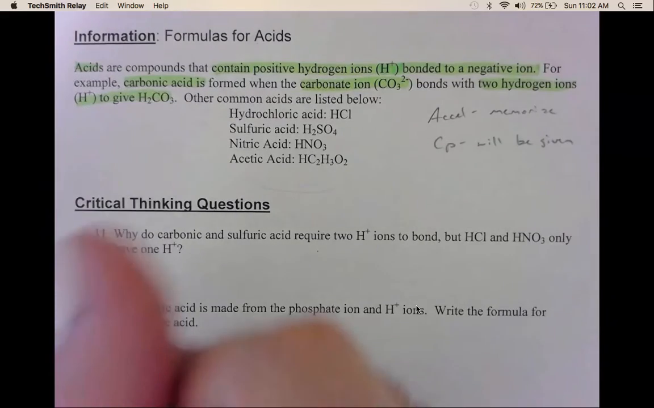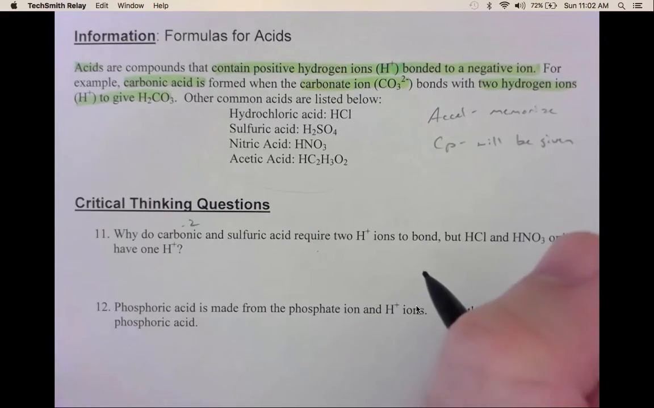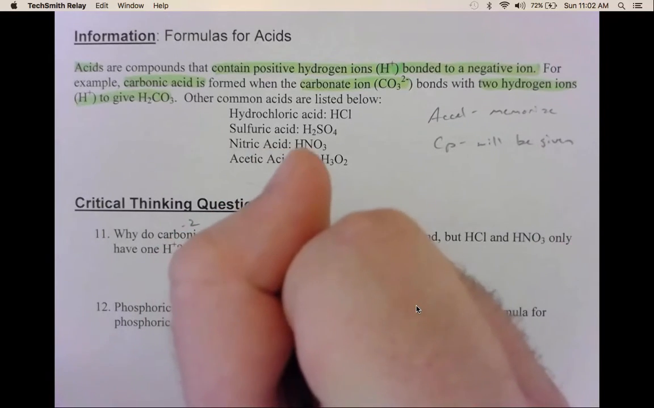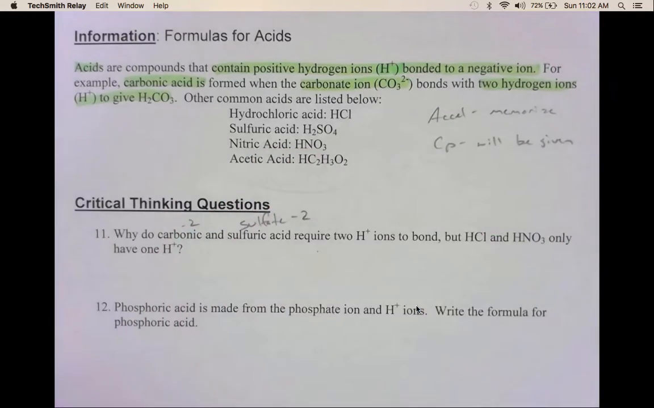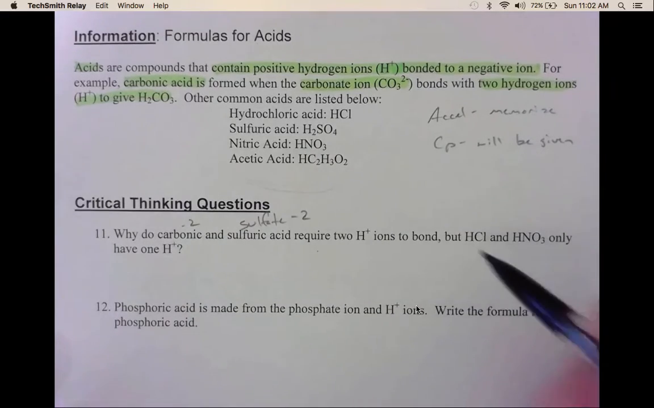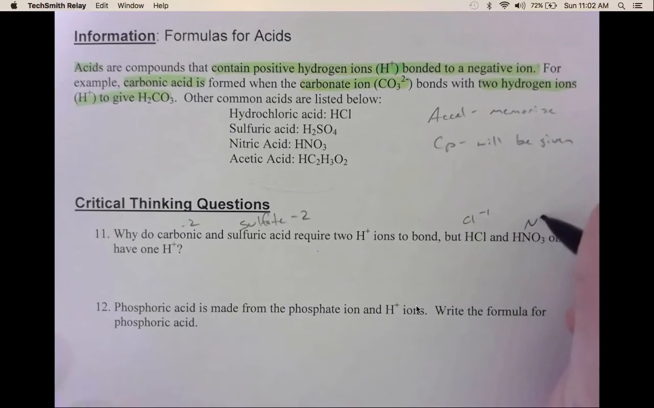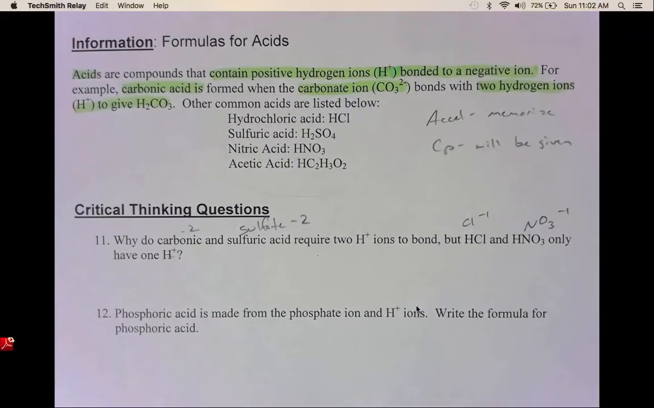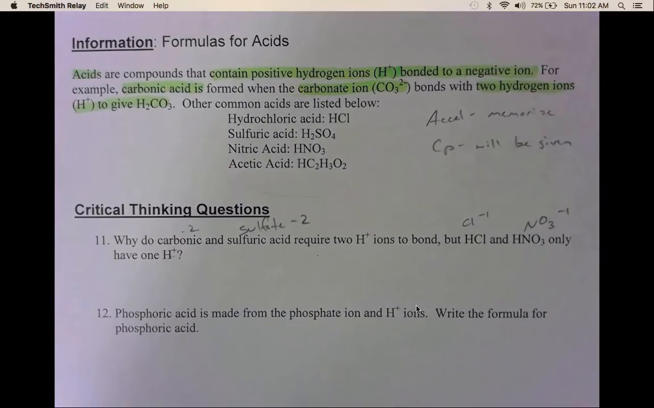So you have to remember carbonic acid has a -2 charge. Sulfuric acid, so sulfate, has a -2 charge. You have to remember chlorine has a -1 charge, and NO3 has a -1 charge. Remember, hydrogen has a +1 charge. And then you have to try to remember, what do all ionic compounds want to have their overall charge be? And then that's how we determine how many hydrogens we have.